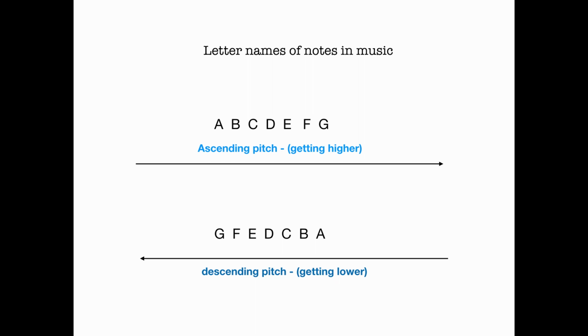Just to clarify, when you are ascending in pitch, the letter names of notes follow the order of the alphabet. A, B, C, D, E, F, G, and so on and so forth. However, when the pitch is descending, getting lower, the note names of the alphabet are G, F, E, D, C, B, and A. So it's going backwards.